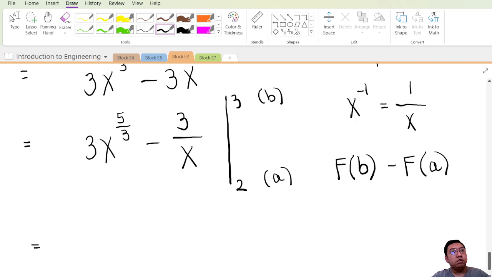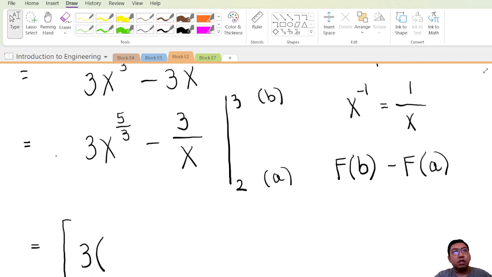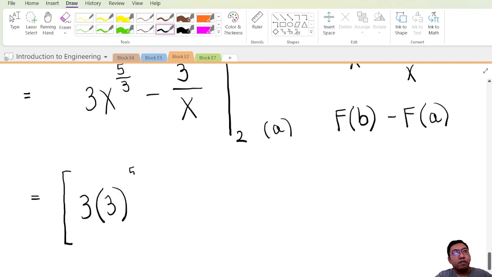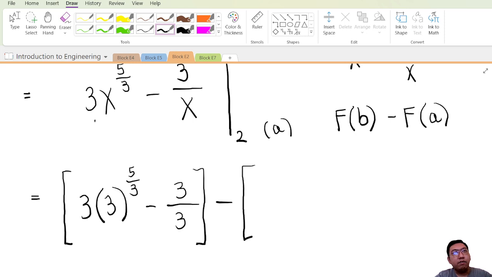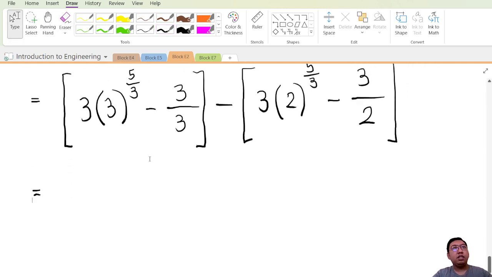So you're going to substitute. You have 3 times, okay, put the upper limit here, the 3. So 3 to the power of 5/3 minus 3 over 3. And then minus the same function again, but this time use the lower limit. So we have 3 times 2 to the power of 5/3 minus 3 over 2. And then that will be your answer for the definite integral.